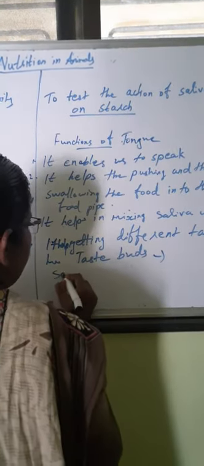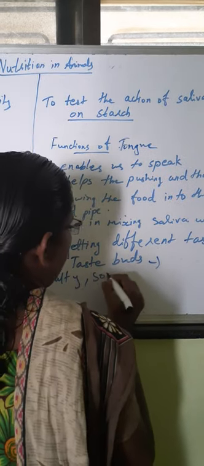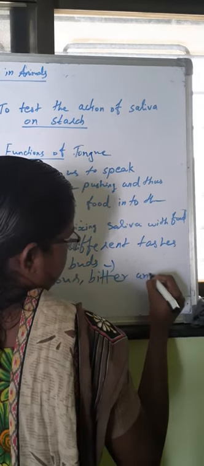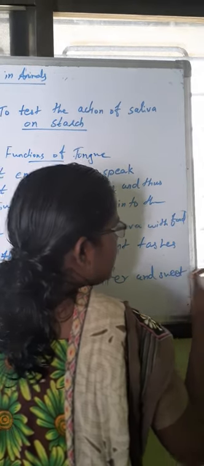The taste buds help us get different tastes of food. They give the taste: salty taste, sweet taste, sour taste, bitter taste. Salty, sour, bitter, and sweet.